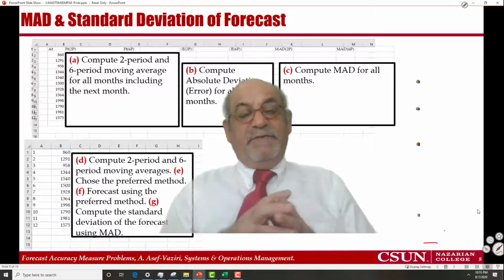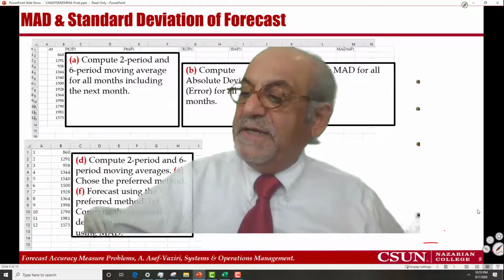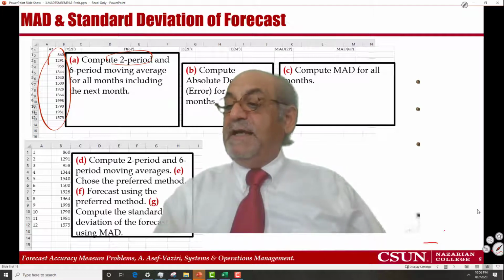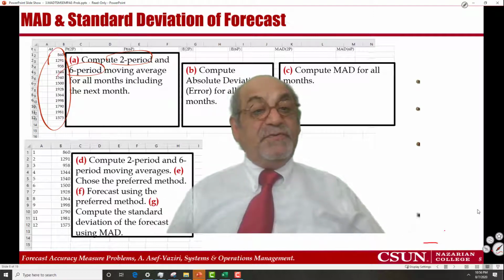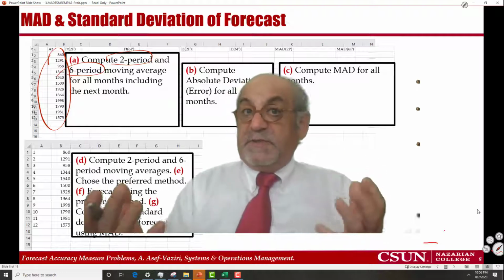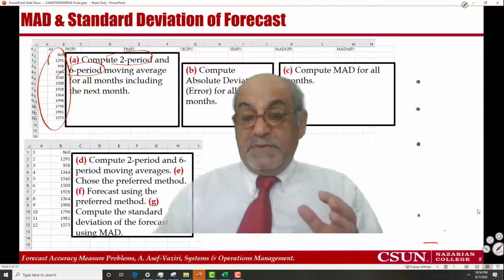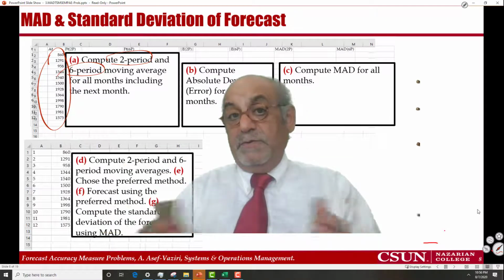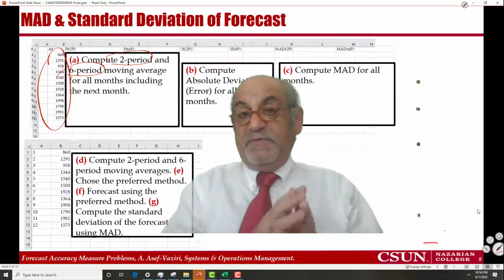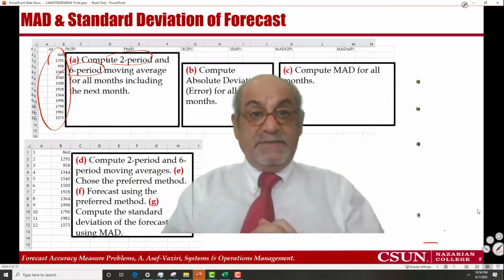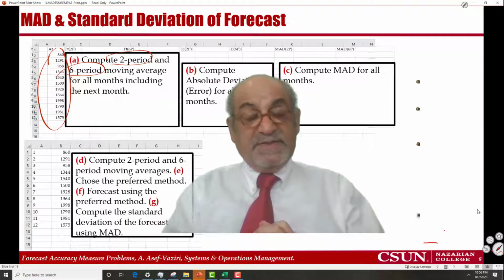Now we want to solve this problem. I have this data, and the problem first asks me to compute 2-period moving average and 6-period moving average forecast. 2-period moving average starts from period 3, when I compute the moving average for period 1 and period 2 and take it to period 3. And 6-period moving average forecast starts from period 7, when I take the average of the first 6 periods and assume it as the forecast for period 7.